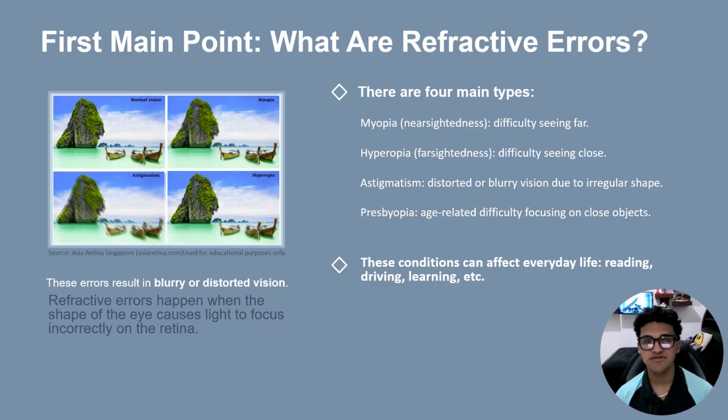The National Eye Institute described four main types of refractive errors: myopia, or nearsightedness, where distant objects appear blurry; hyperopia, or farsightedness, where close objects appear blurry; astigmatism, where an irregular cornea shape causes distorted vision; and presbyopia, an age-related loss of focus on nearby objects. This condition affects people of all ages and can significantly impact learning, driving, and daily activities.